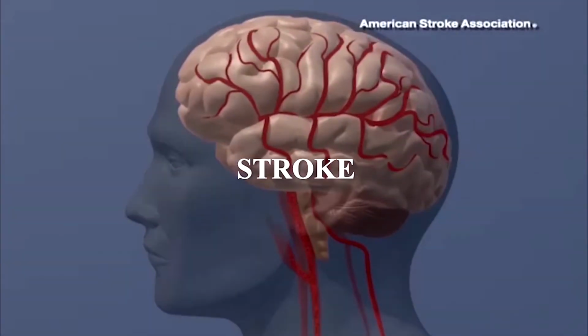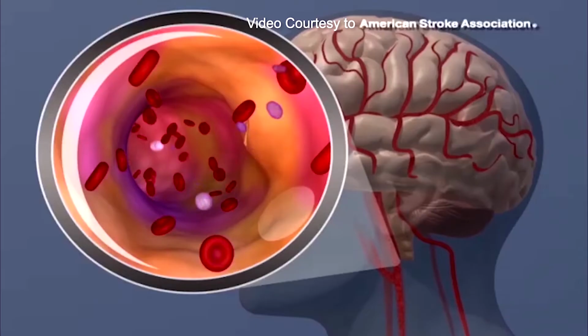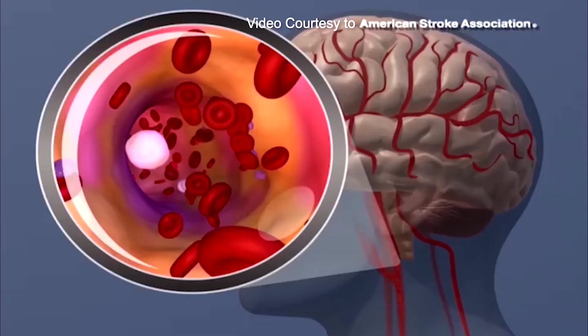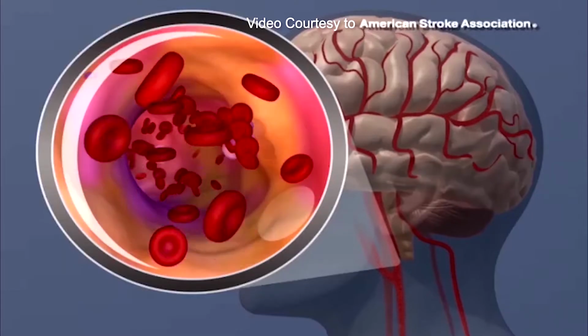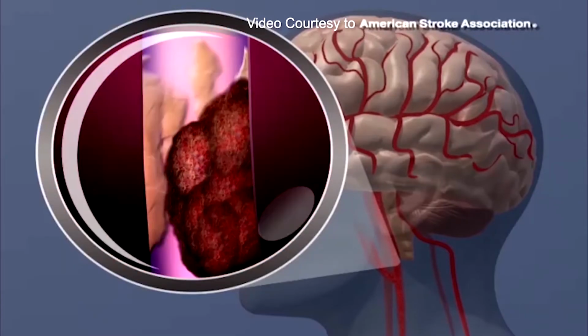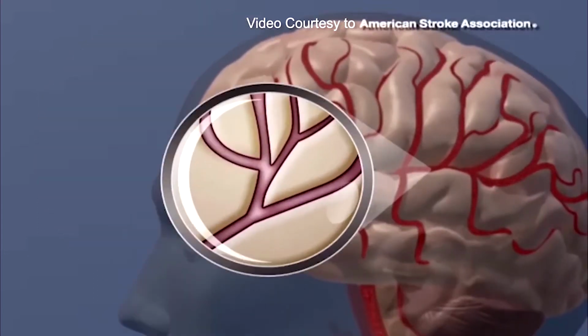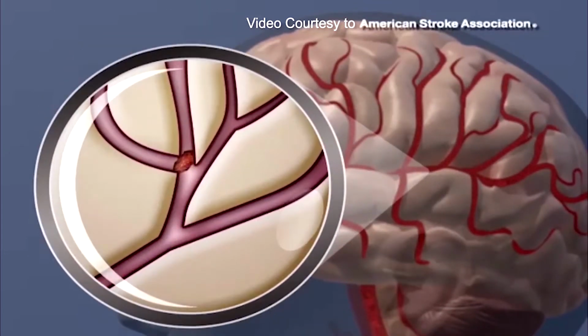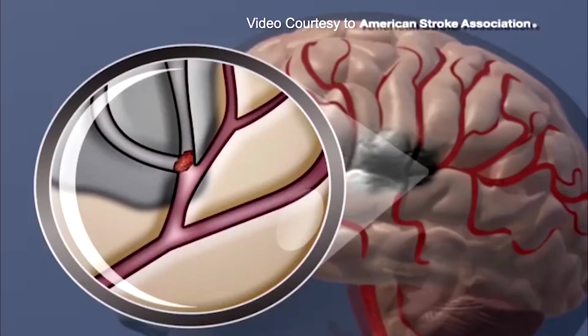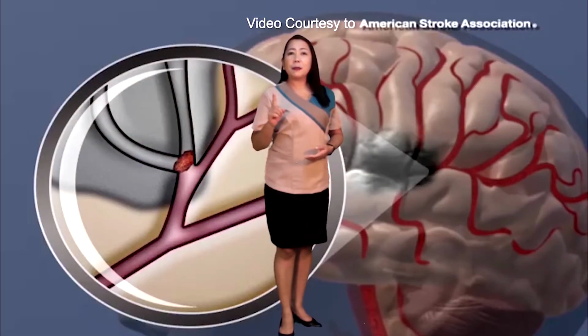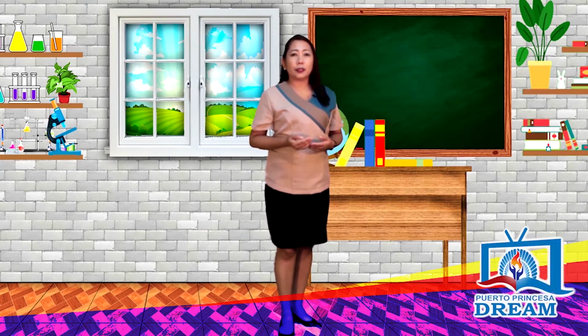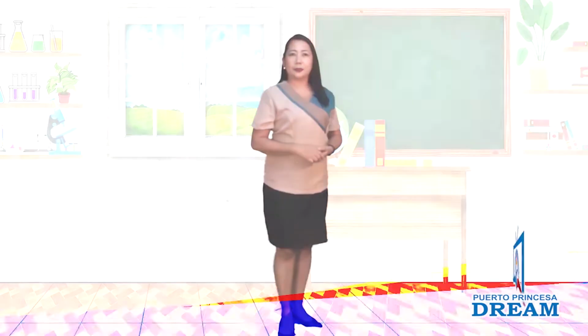When the blood flow to a portion of the brain is disrupted or stopped, brain tissue is deprived of oxygen and nutrients, and within minutes, brain cells begin to die, resulting in a stroke. This may be caused by smoking, high blood pressure, excessive alcohol consumption, and diabetes.